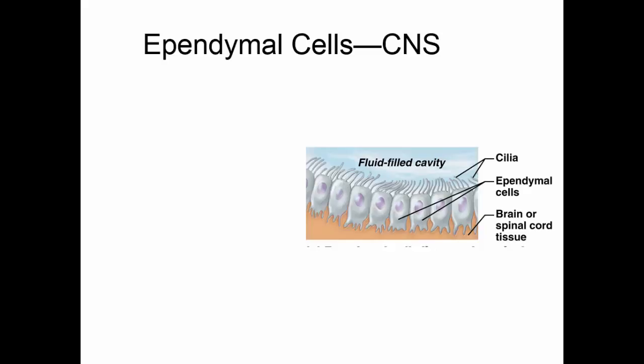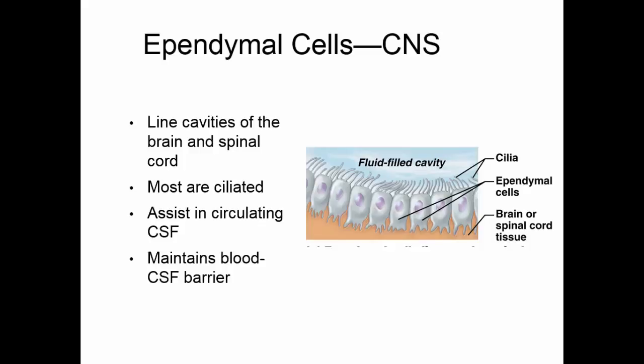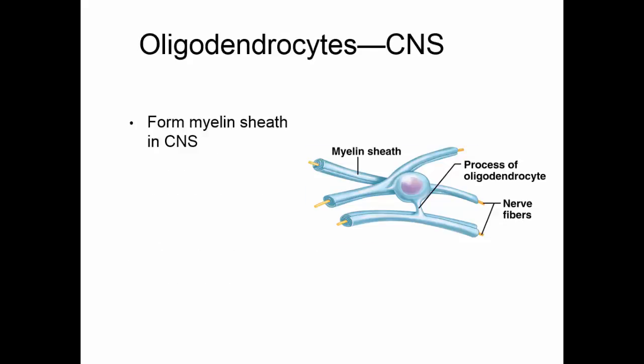The ependymal cells are found lining cavities of the brain and the spinal cord. Most of them contain cilia. They assist in circulating the cerebral spinal fluid. They're also involved in maintaining something called the blood-CSF barrier, yet another barrier that helps control what has access to the nervous tissue. And the oligodendrocytes are the ones that form the myelin sheath in the central nervous system.